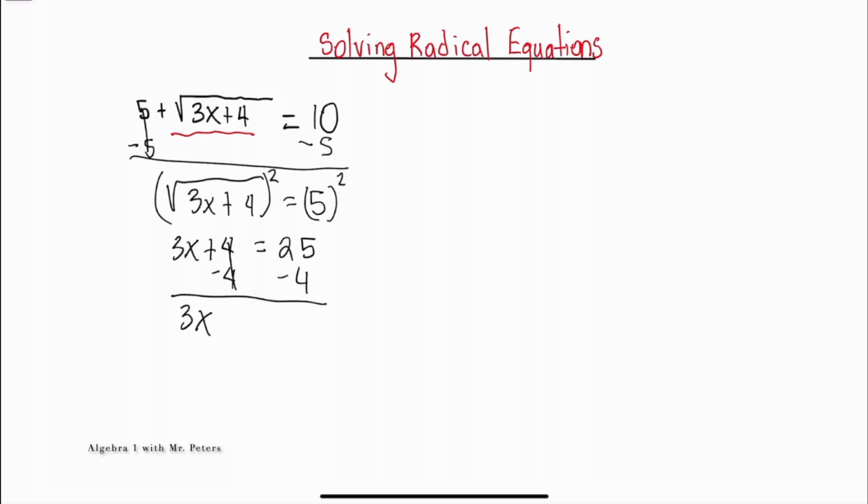So after we subtract and combine, we're left with 3x is equal to 21, and then we're going to divide by 3 to get x is equal to 7. Now, anytime you solve these types of equations, you always want to check to see if the solution actually satisfies it. So we're just going to plug it back in and check.